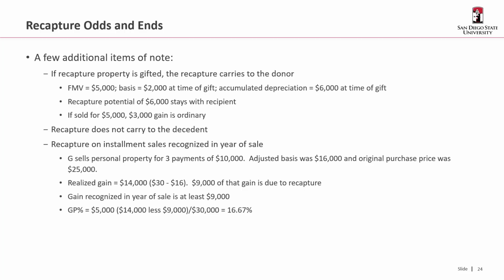So now the gross profit percentage you would calculate as 5,000 divided by 30,000. So remember, our gain was 14,000, but we have to recognize 9,000 up front. Therefore, the gross profit percentage is the 14 less 9, or 5, over the 30,000, which is 16.67%. So when they receive their first payment of $10,000, 16 2/3% of that is going to be treated as gain under the installment sale treatment.